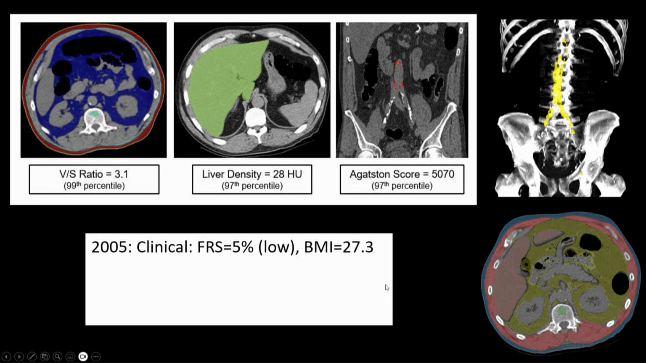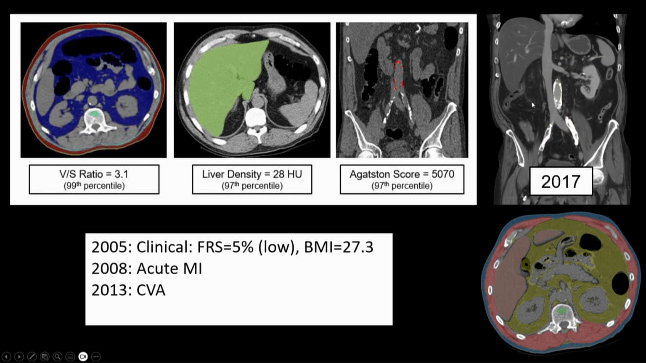But what really happened, 3 years after that screening exam, he had his first heart attack. 5 years after that, he had a stroke. And then he had a minor trauma in 2017. This was just read as a negative scan, no trauma. But I think you can see his calcium's progressing. His liver is even fattier on this post-contrast study.